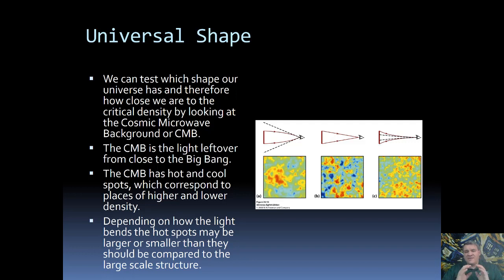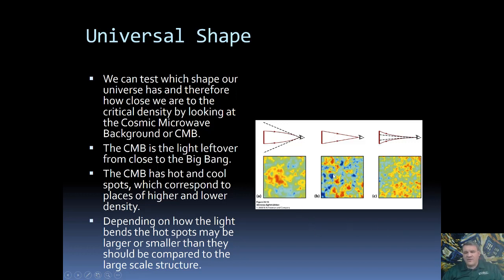So we can compare the scale of these hotspots. Are they too big, just right, or too small? If the hotspots are too big, then we've had a magnifying effect. In other words, the light from these hotspots has converged, creating a magnifying effect. So if the hotspots are too large, we live in a spherical universe.